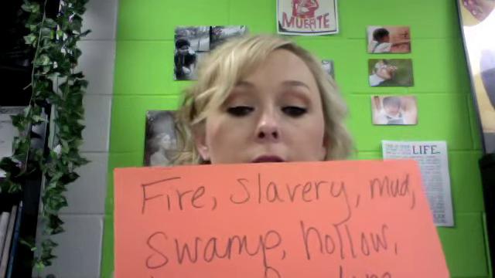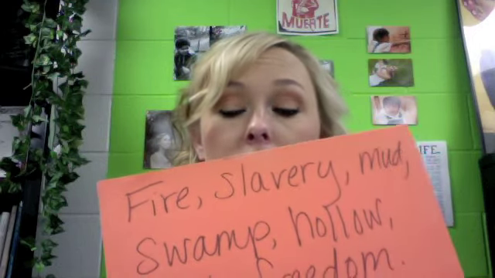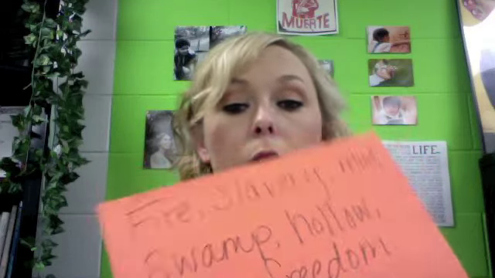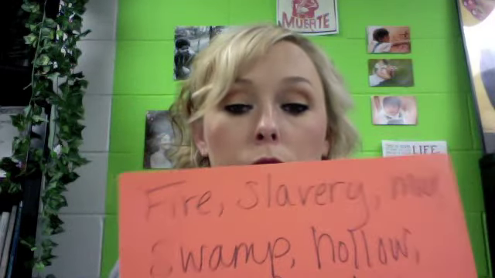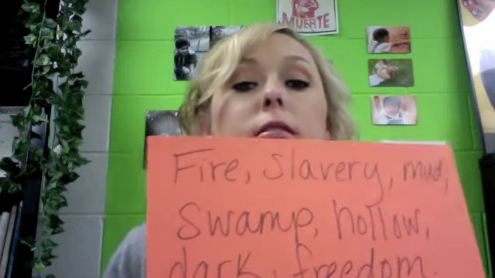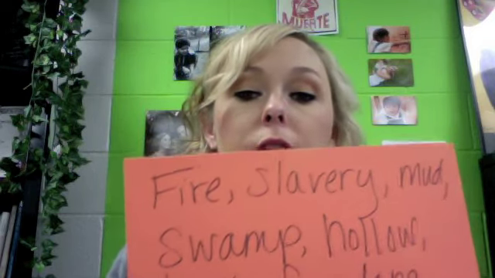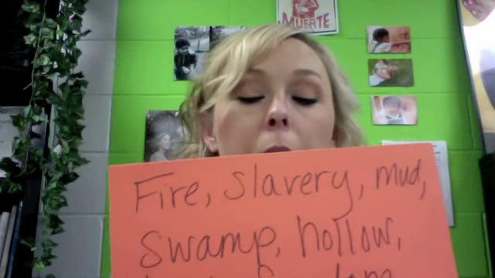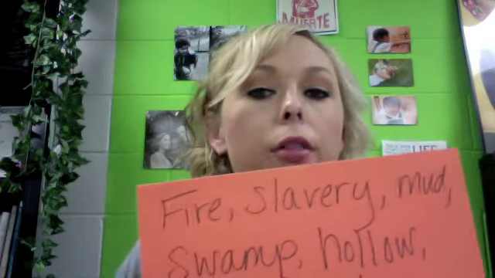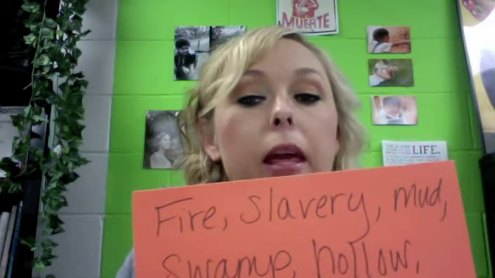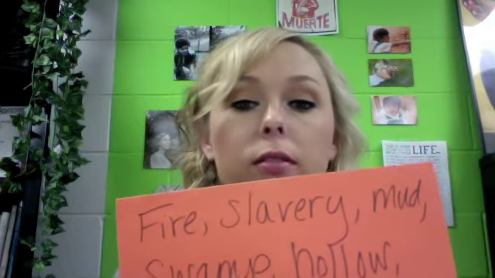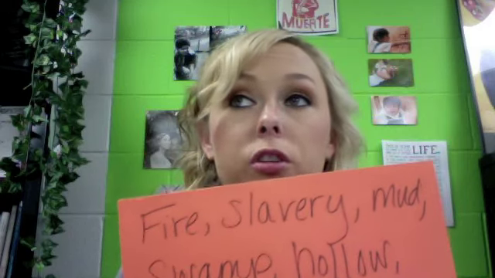And here are just an example of the images that I came up with. I always do this before I write a poem, and I do write poems. I am a dorky English teacher. And these are just some of the words that I came up with: fire, slavery, mud, swamp, hollow, dark, freedom. I thought of swamp because I thought of the South. Mud made me think of Mississippi. Slavery obviously is part of the South. Fire because a lot of people were lynched and burned during this time period.